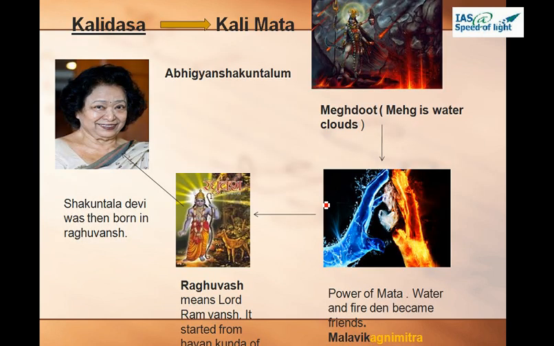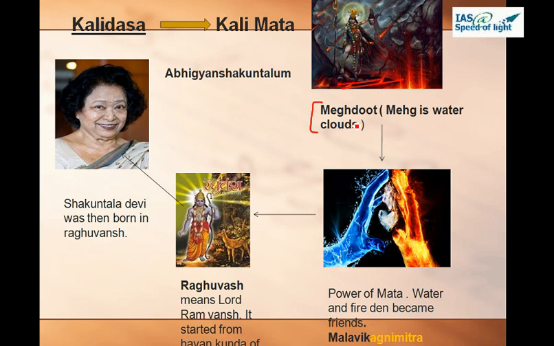Now we are coming to the ancient authors and the books they have written. Our first author is Kalidasa, and for Kalidasa, our picture will be of Kali Mata, right? This is the picture of Kali Mata. The first book we are talking about is Meghdoot. Meghdoot, as we have done with Meghalaya also, Megh means cloud, or cloud which brings water, right? So Megh is water clouds.